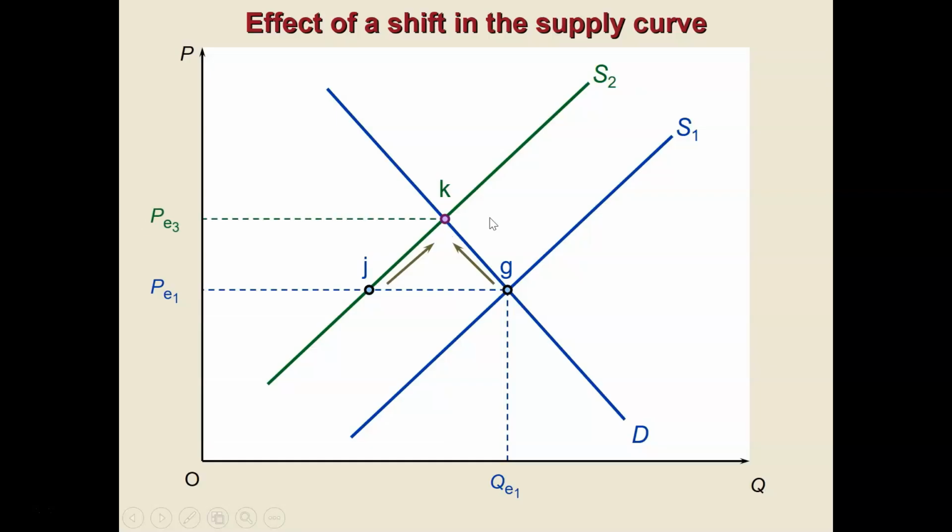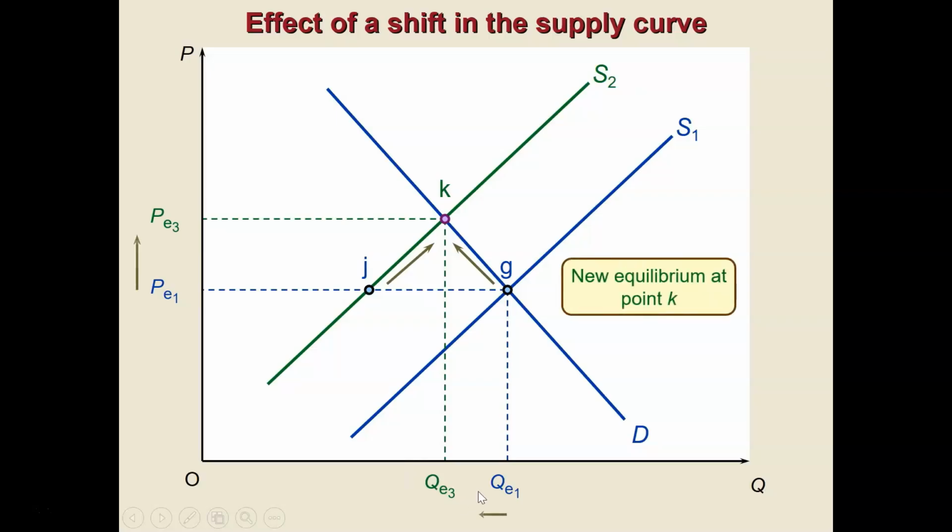In other words, a new price will be established at a new green level PE3, and new quantity will be given by this number QE3. In other words, due to a shift in the supply curve upwards or to the left, there will be higher price in the market and lower quantity sold.